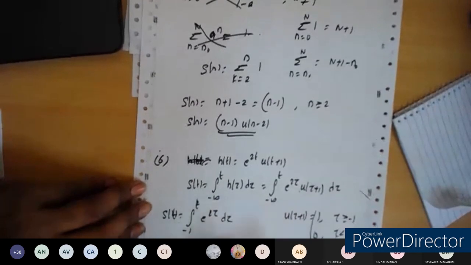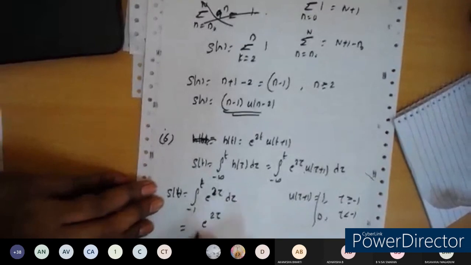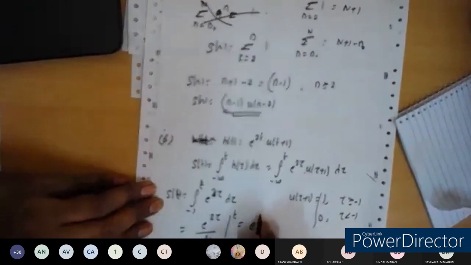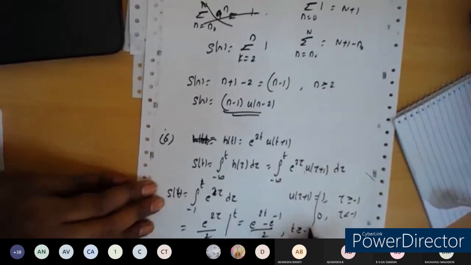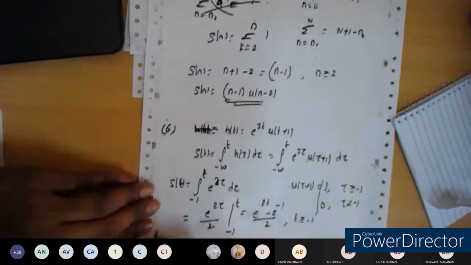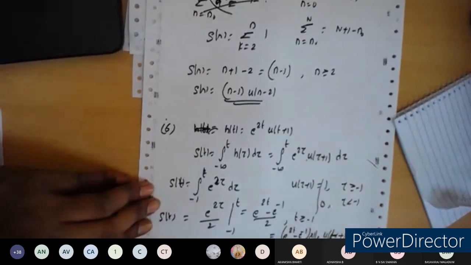So e to the power of 2 tau into d tau. The integration of e to the power of ax is e to the power of ax divided by a, with the limit from minus 1 up to t. This becomes e to the power of 2t minus e to the power of minus 2 divided by 2, with the condition t greater than or equal to minus 1. This is the step response S of t, which we can write as one half times e to the power of 2t minus e to the power of minus 2, into u of t plus 1. So this is the step response.